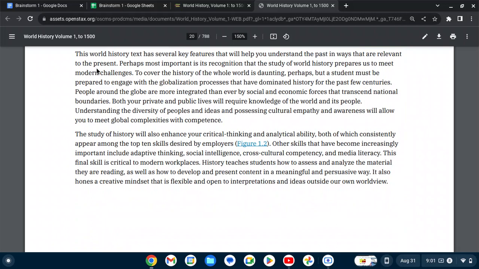Perhaps the most important is its recognition that the study of world history prepares us to meet modern challenges. To cover the history of the whole world is daunting, perhaps, but students must be prepared to engage with the globalization process that have dominated history for the past few centuries. People around the globe are more integrated than ever by social and economic forces that transcend national boundaries. Both your private and public lives will require knowledge of the world and its people. Understanding the diversity of peoples and ideas and possessing cultural empathy and awareness will allow you to meet global complexities with competence.